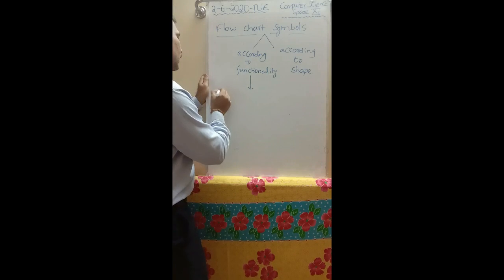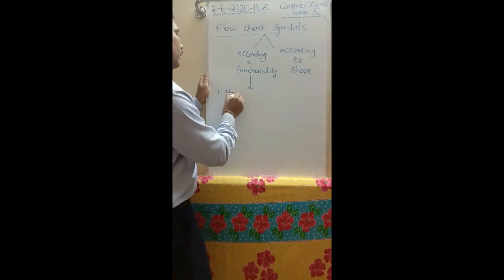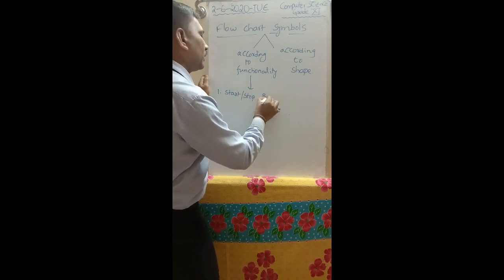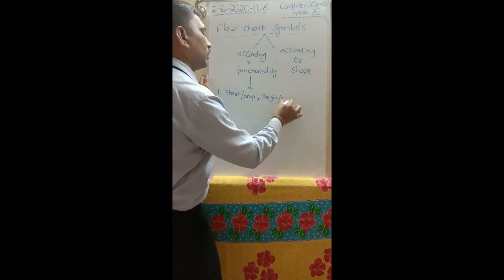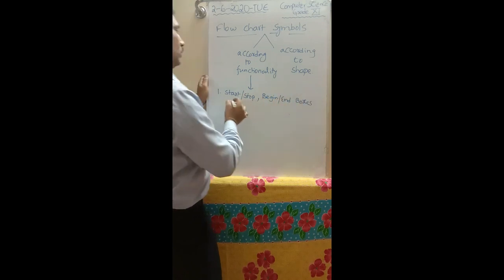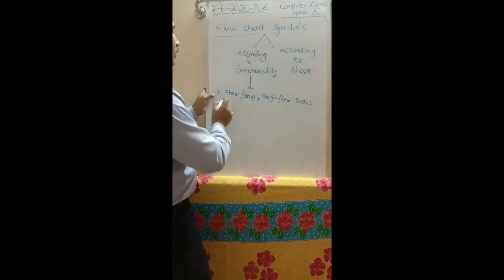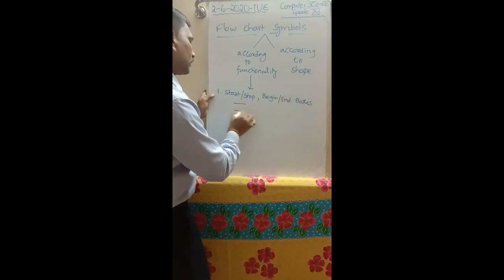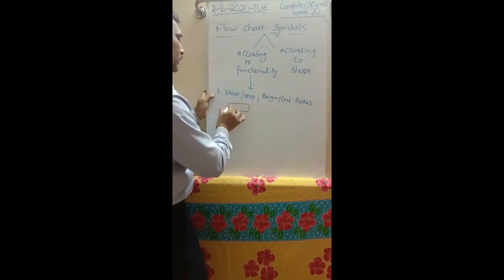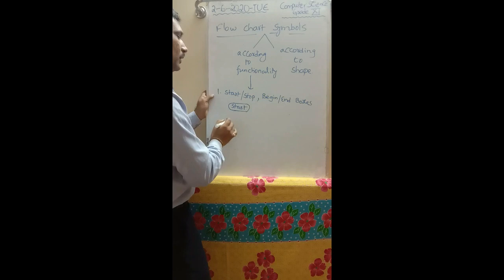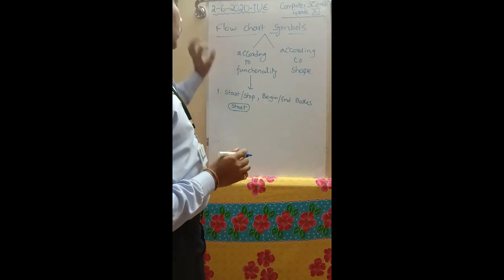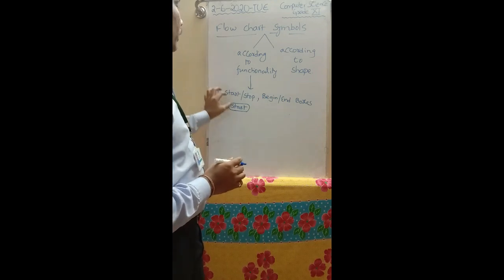First one is start or stop, or begin or end. Start or stop, both are the same, comma, begin or end boxes. According to functionality, the first box is the start or stop, or begin or end box. So this box represents the starter. In this box, we write either start or begin or end. This box is the first step of every flowchart, and this is the last step of every flowchart.